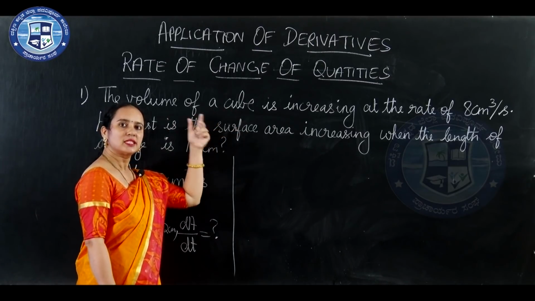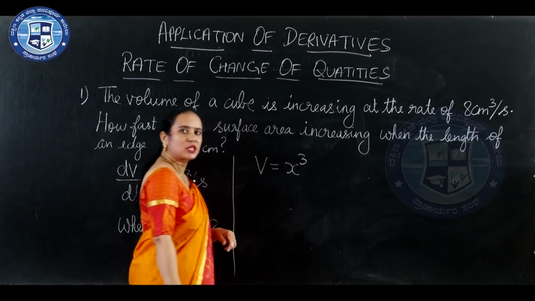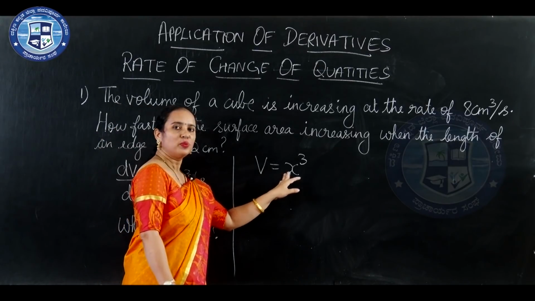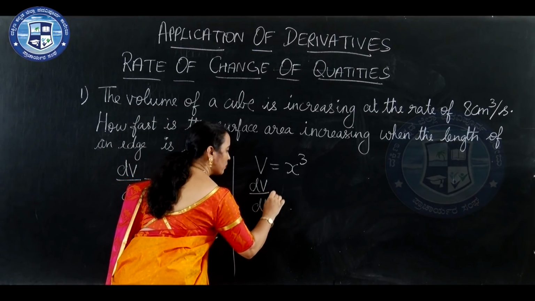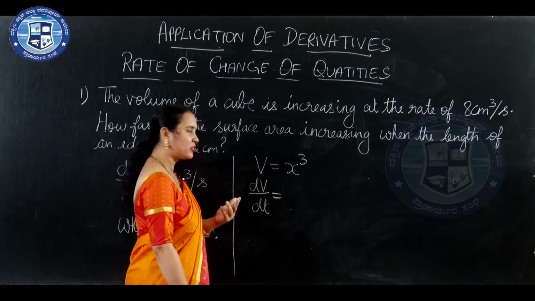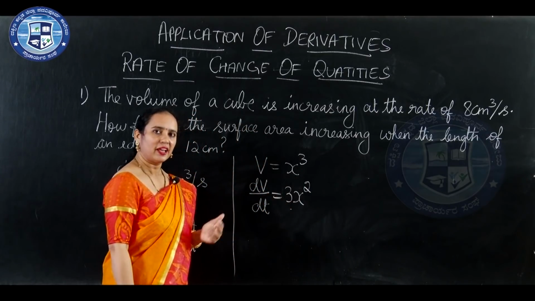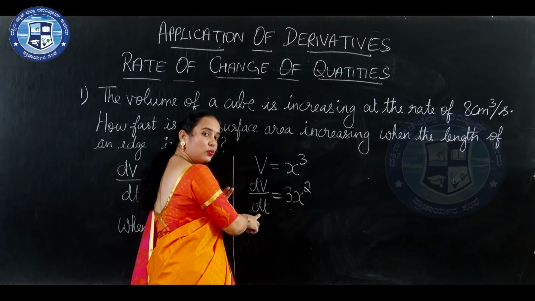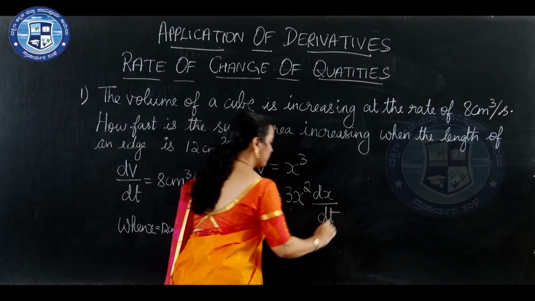Now, what is this? It is a cube. So, let us take the volume of a cube as x cube. If an edge is x, then the volume of a cube is x cube. Now, differentiate this volume with respect to time. dV by dt is equal to the derivative of x cube. How do you differentiate? Bring the power down, subtract 1 from the power. So, you will have 3x square, but this is x and you are differentiating with respect to t, so you have to write dx by dt.